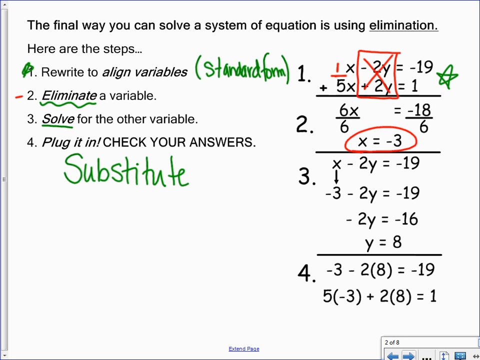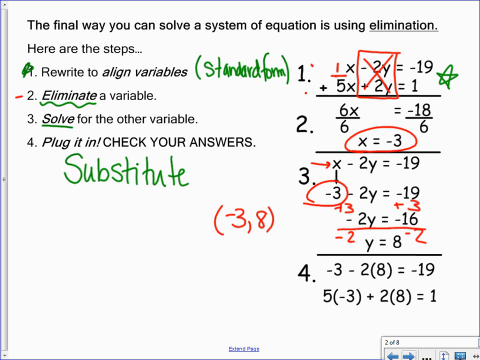If x is negative 3, I can pick either one of these equations. I'll pick the top one. So x minus 2y equals negative 19. Well, instead of x, what am I going to write? Negative 3. So add 3 to both sides. You get negative 2y equals negative 16. Divide by negative 2, and you find out that y is 8. So my ordered pair is negative 3, 8.